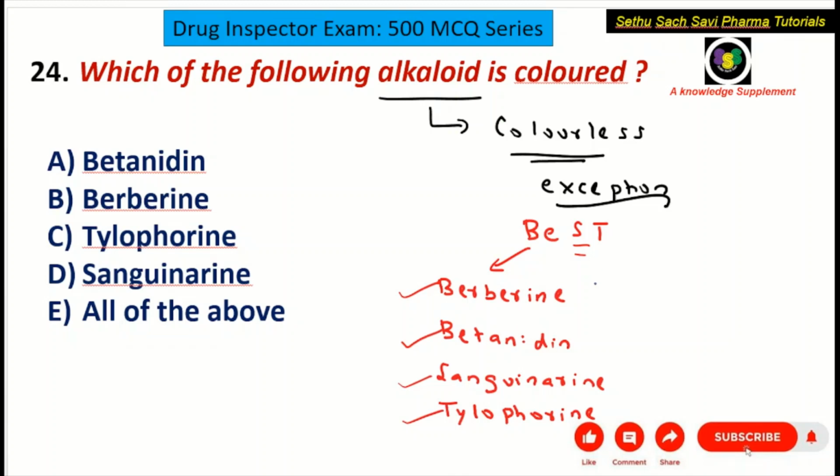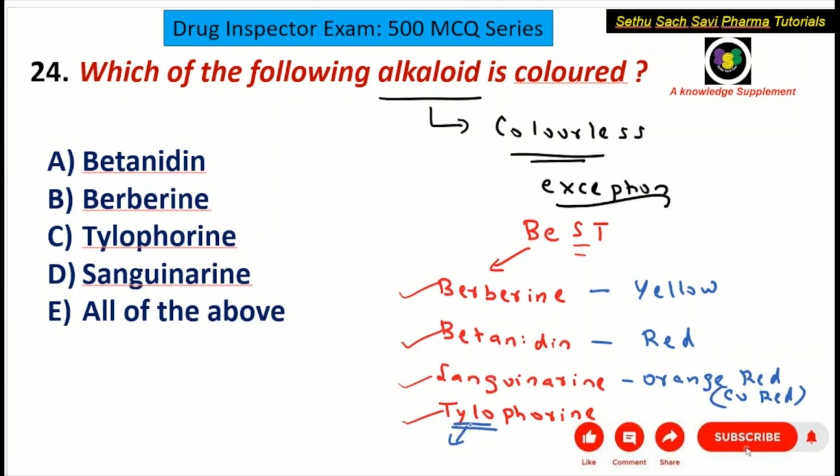Now berberine is yellow in color, betanidine is red in color, sanguinarine is orange red or copper red, whereas tylophorine, you can remember with the word yellow, is a yellow colored alkaloid. So all the choices given here, betanidine, berberine, tylophorine, sanguinarine, are colored alkaloids. So the correct answer for this question would be E choice, all of the above. Let's move.